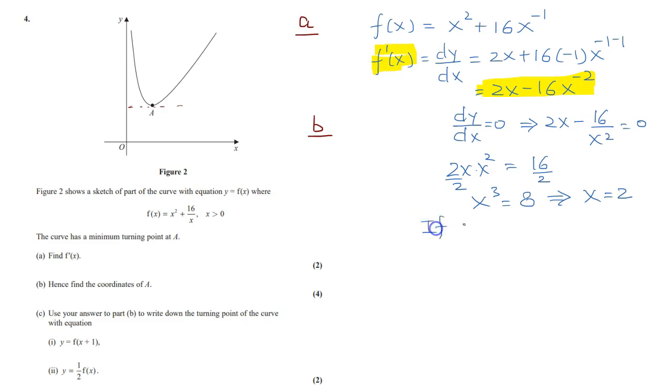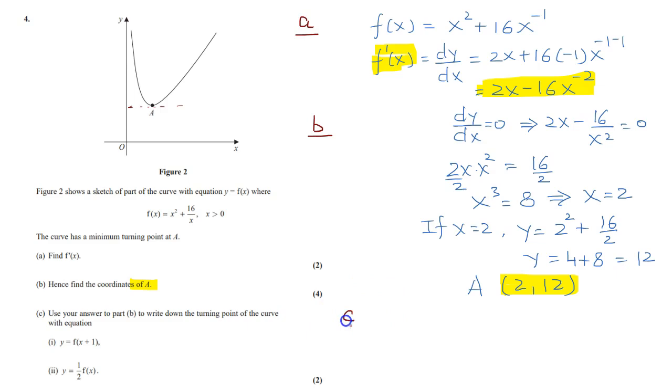So if x is 2, we put the value of x in this equation. So y or f(x) will be x square, that is 2 square plus 16 over 2. So y will be 4 plus 8, that is 12. Hence find the coordinate of A. So the coordinate of A will be 2 and 12. So these are the coordinates of point A.